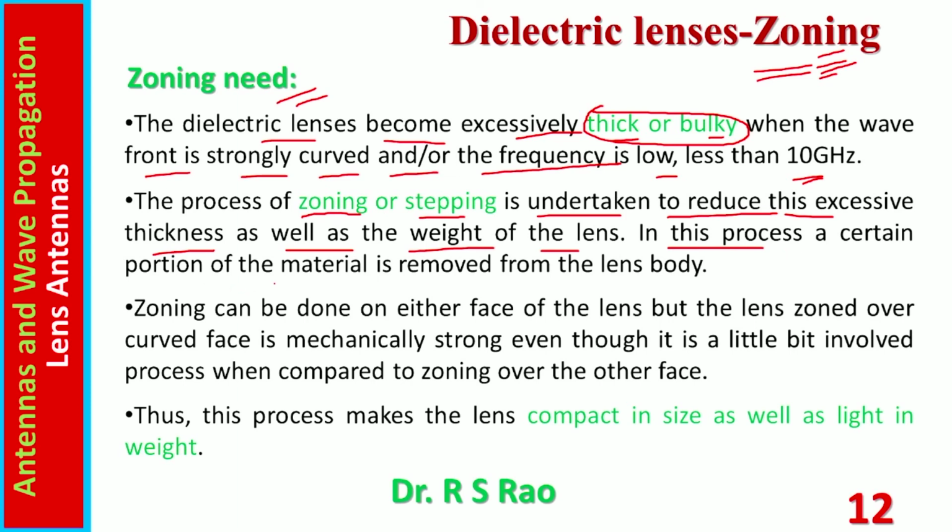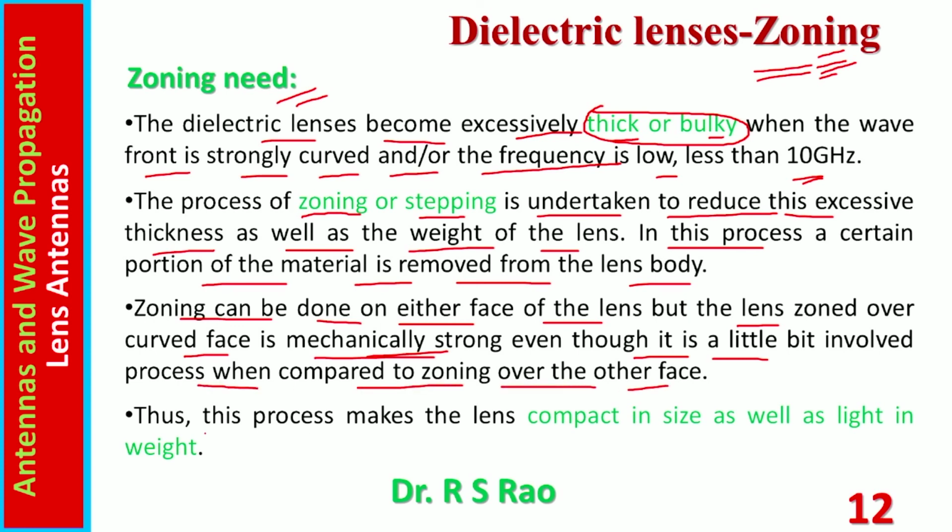In this process, a certain portion of the material is removed from the lens body. Notice this removal is not arbitrary. Some calculations are there. Zoning can be done on either face of the lens, but the lens zoned over the curved face is mechanically strong, even though it is a little bit more involved process when compared to zoning over the other face. Thus, this process makes the lens compact in size as well as light in weight. So weight gets reduced, and the lens becomes compact when zoning is done over the lens.